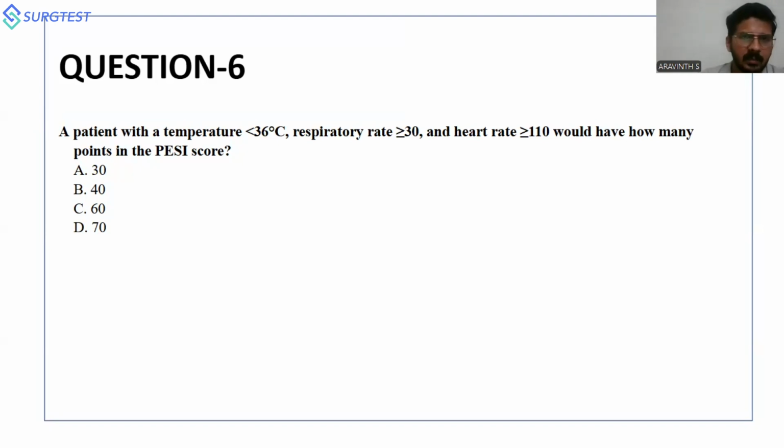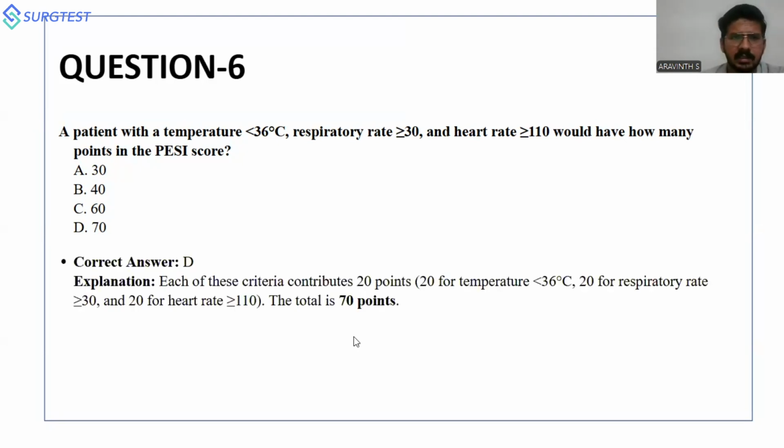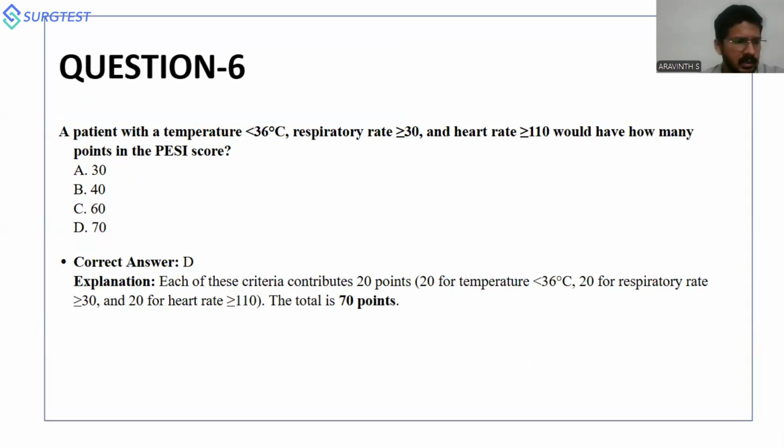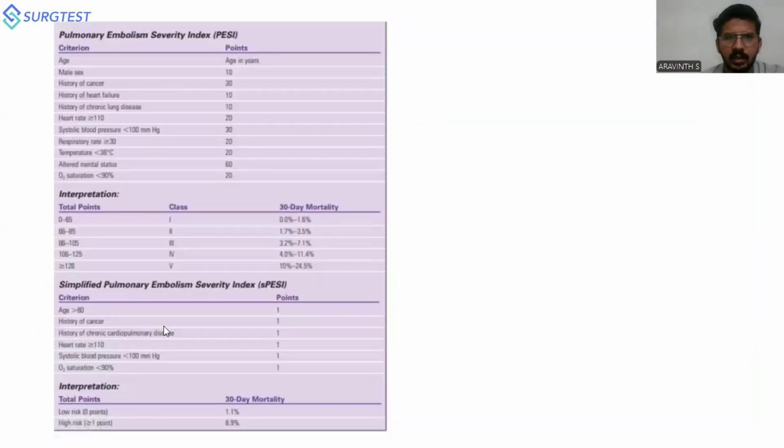A patient with a temperature of 36 degrees Celsius and tachycardic, how many points in the PESI score? This is not simplified PESI, this is PESI. The answer is basically 70 points. You add up all of this based on the previous parameters I told you, and that gives you the score. Based on whatever data I've given, if you add up all of this, the score comes to 70. So 70 would be class 2.